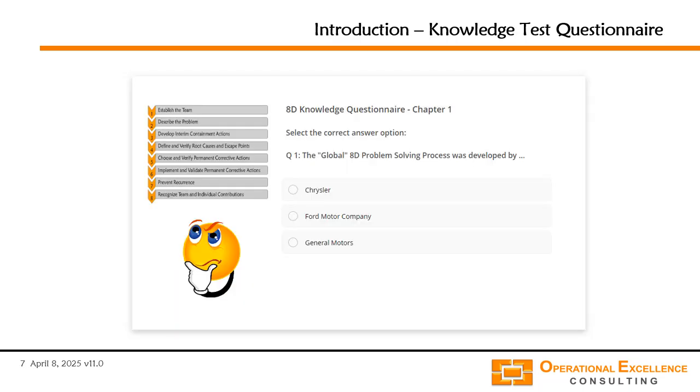Please complete the knowledge test questionnaire for this chapter, before you move to the next chapter. The pass rate is 100%. You can retry the questionnaire up to 3 times, in case you get 1 or more answers incorrectly.